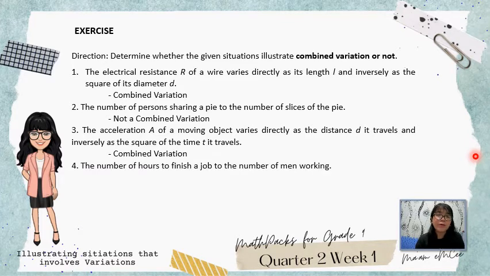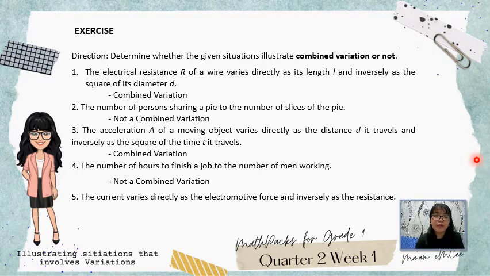And then, next one, the number of hours to finish a job to the number of men working. So again, this is an example of your inverse variation because the number of hours to finish a job varies inversely as the number of men working. Because if the number of hours to finish a job increases, the number of men decreases. Or likewise, if the number of hours to finish a job decreases, the number of men is increasing. So this is not a combined variation, but rather just an inverse variation.